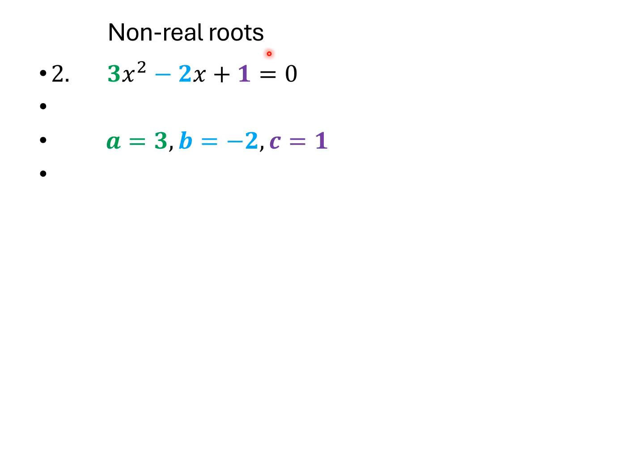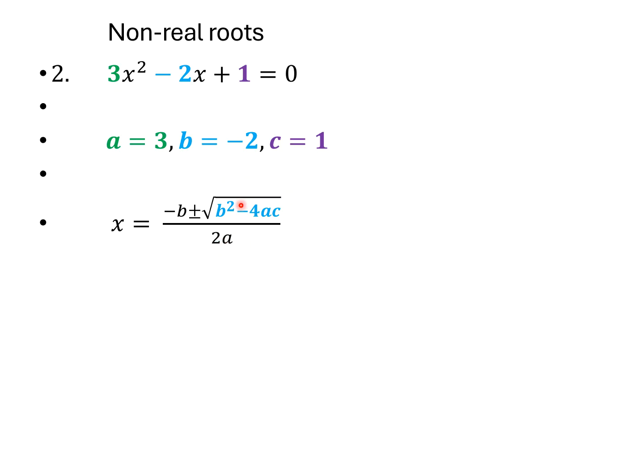For non-real roots, we have 3x squared minus 2x plus 1. If I try to factorize this as it is now, because it's plus 1, I won't get to negative 2. So, using the discriminant, a equals 3, b equals negative 2 and c equals 1. Quadratic formula: x equals minus b plus or minus the square root of b squared minus 4ac, divided by 2a.